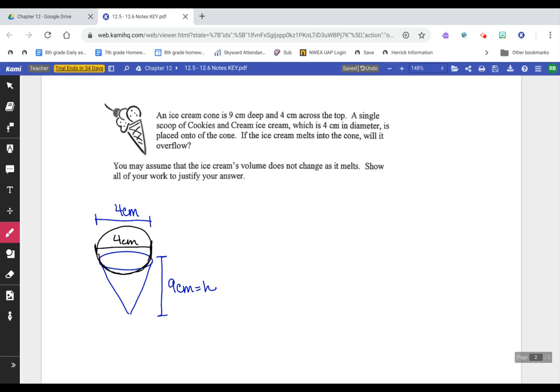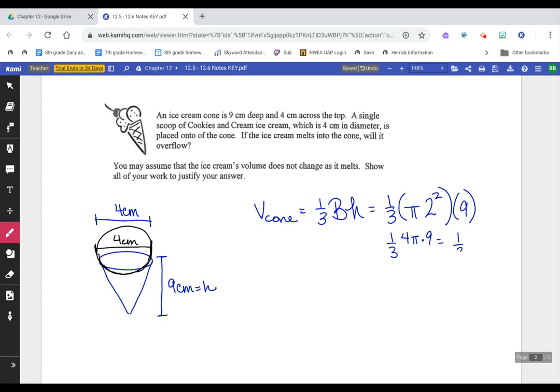Okay, so let's first figure out the volume of our cone. So the volume of our cone is equal to 1/3 the area of the base times the height, which is 1/3, and then your base is a circle, pi times the radius, which is 2 squared, times the height of your cone, which is 9. So we have 1/3 4 pi times 9, which gives you 1/3 of 36 pi, which eventually simplifies to 12 pi for the volume of the cone.